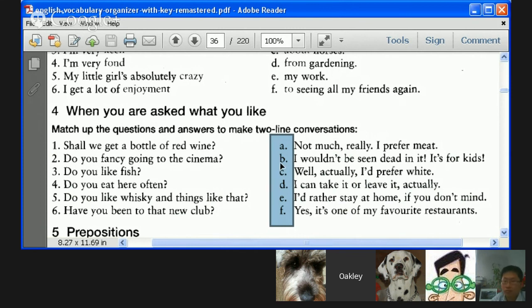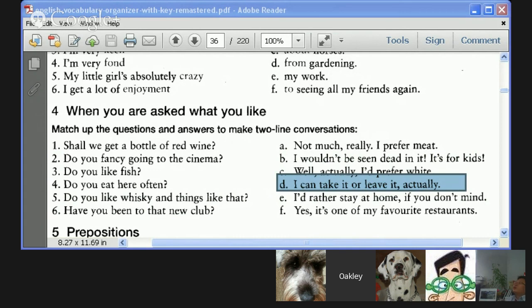What do you think? I wouldn't be seen dead in it. Okay. I'd rather stay at home. I can take it or leave it, actually, is the correct answer. I don't understand what that answer is. I can take it or leave it?